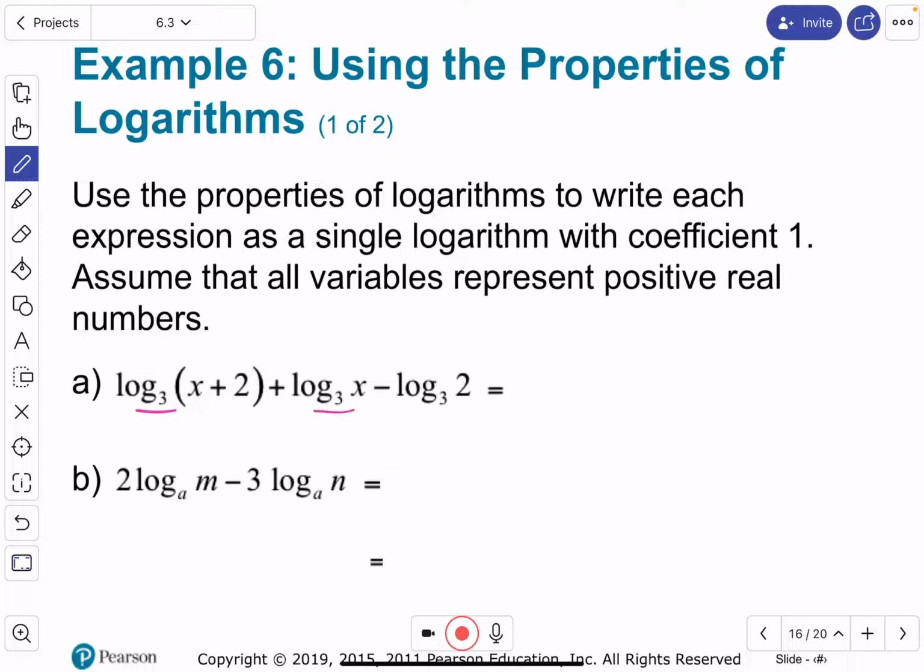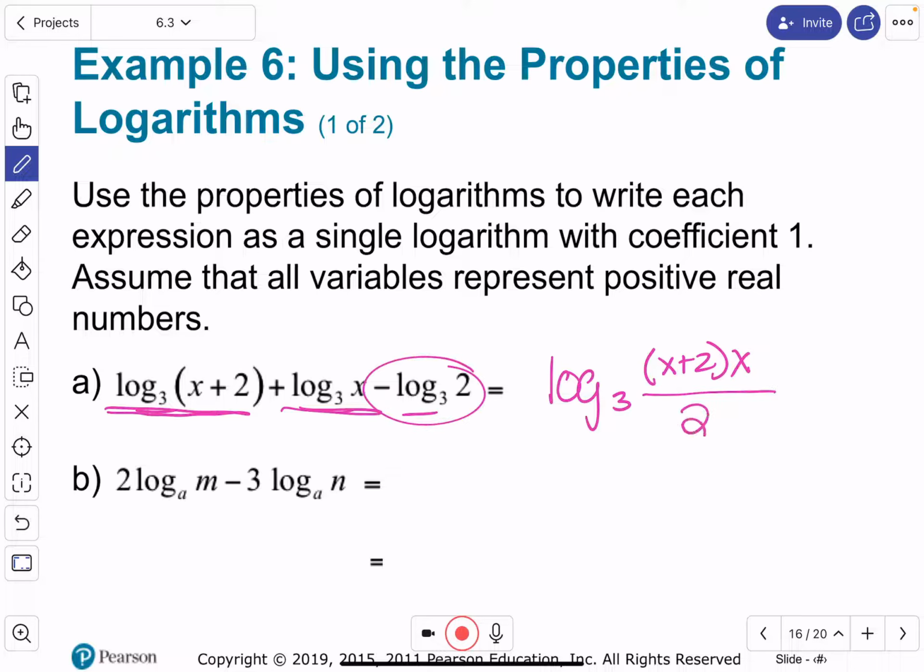So these all have log base 3, so we can do that. This term and this term are added, so we can do multiplying. And then the last term is subtracted, so it would go on the bottom. And that you could distribute the x, or you could leave it like that for this purpose.